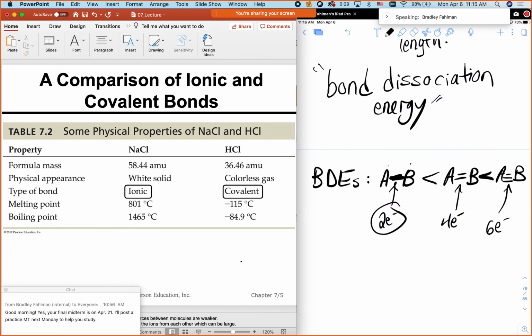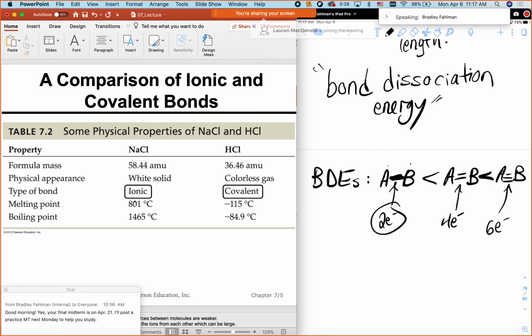Some properties of covalent versus ionic compounds: the formula mass and the physical appearance don't have much to do with it. Sometimes you'll get covalent compounds that are gases, liquids, or solids. Ionic compounds will mainly be solids, although you could have some liquids as well. There are ionic liquids that are used, let's say, in batteries. But where you're going to see the difference between ionic and covalent is with the melting points and boiling points.